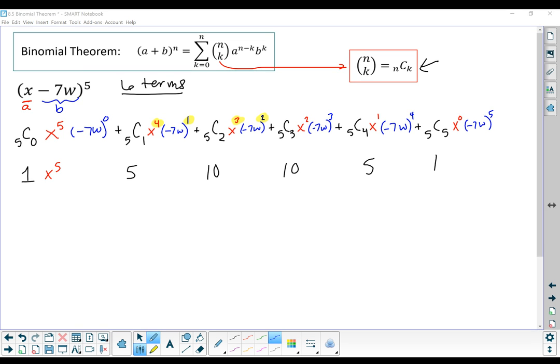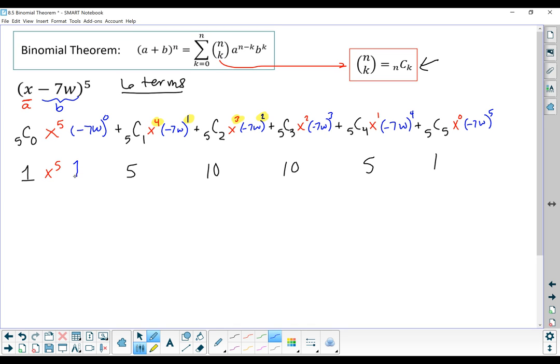Oh, sorry, my computer's being weird. Okay, times 1. So that's our first term. The second term has that coefficient 5. The x has a power of 4. A negative 7w to the 1 power is a negative 7w.